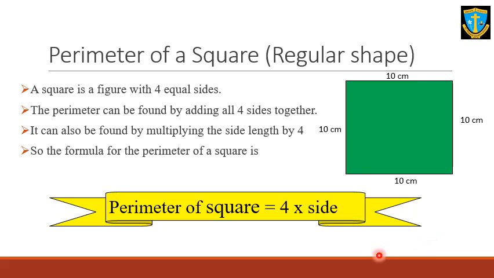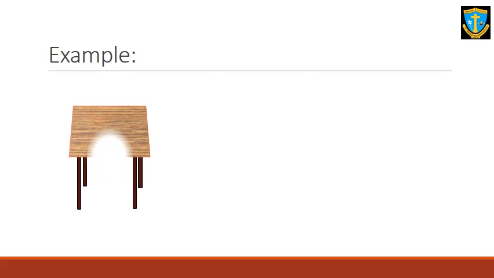So here, first one, 10 centimeter. 10, 10 and 10. Can you guess the perimeter of this square? Yes, it will be 40 centimeter. You're right. So, we have learned the perimeter of a square is equal to 4, that is the number of sides, multiplied by the length of the side. So, 4 into 10 also will give you 40. Let us take an example.